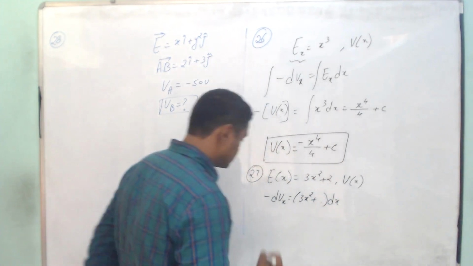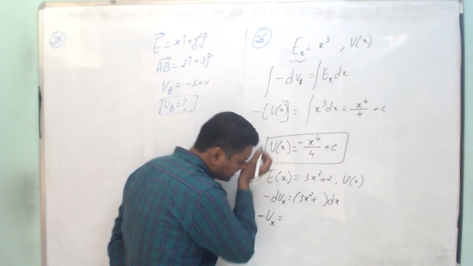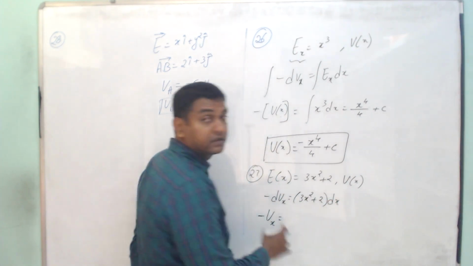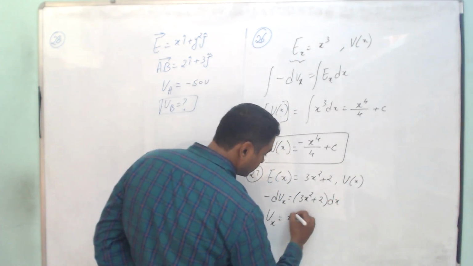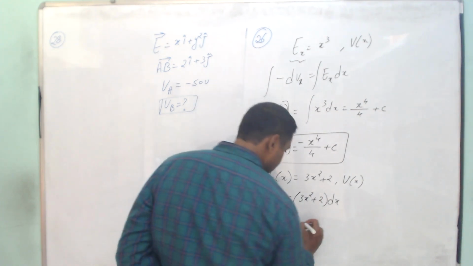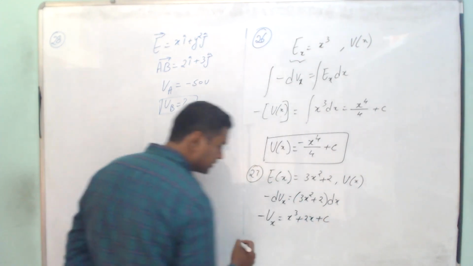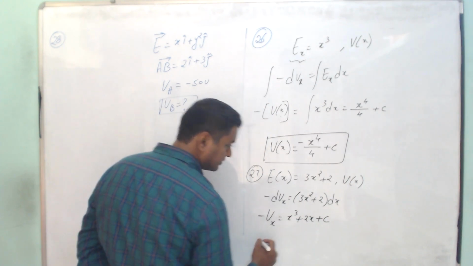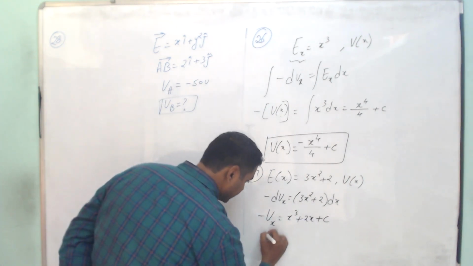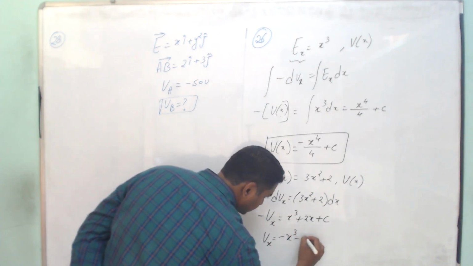So minus V(x) is equal to, x cube by 3 will get cancelled, so x cube, and the integration of 2 is 2x, plus c, right? Integral 2 dx is 2x. So V(x) is equal to, my final answer will be minus x cube minus 2x plus c.